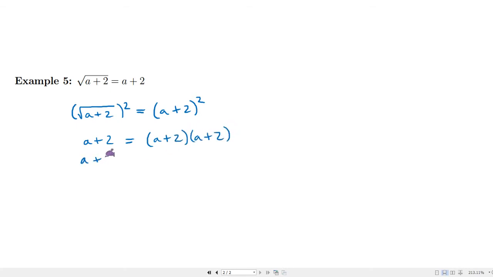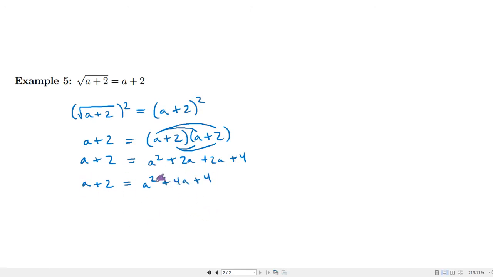So this a plus 2 is equal to, now foiling, a squared, right, first, plus outside 2a, plus inside 2a, and then last plus 4. And then simplifying, we have a squared plus 4a plus 4. So how do we solve something like this? Well, it looks like we have a quadratic, right? Or, you know, just some polynomial.